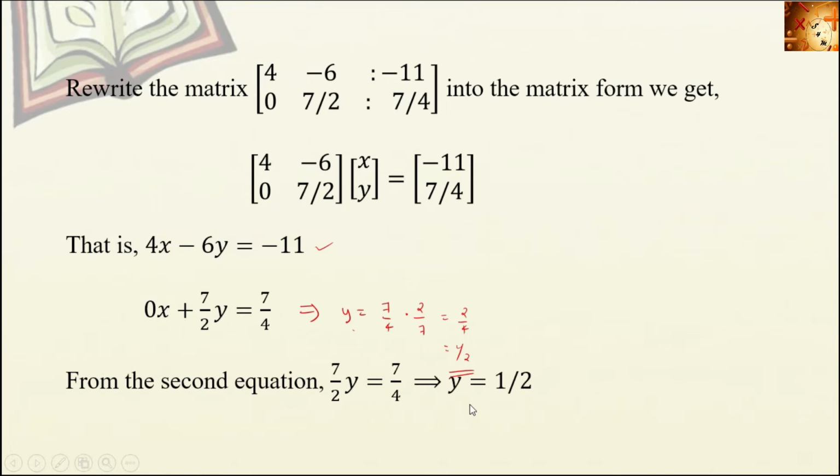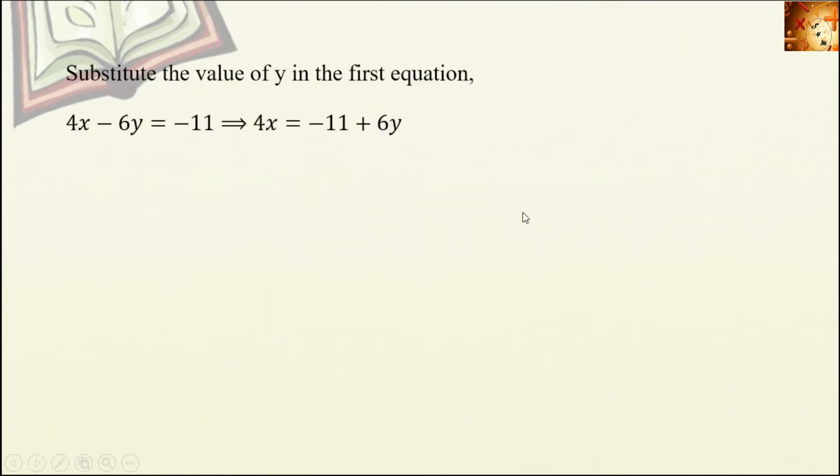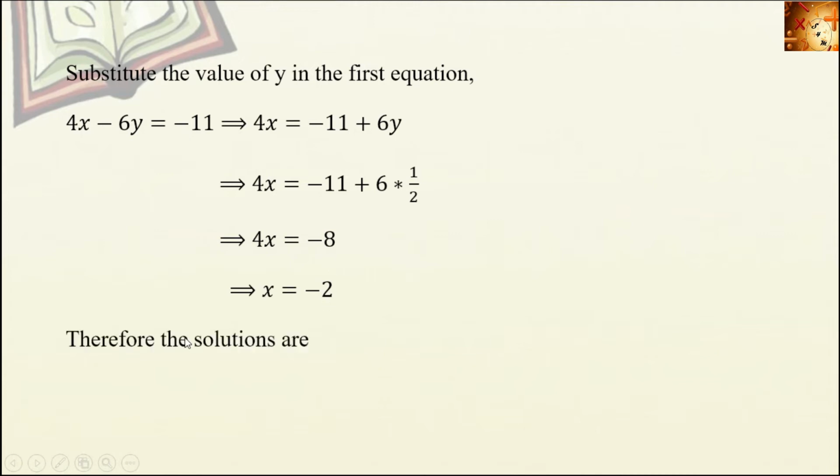From the second equation we have y equal to 1/2. Substitute this y in equation 1. We got 4x equal to minus 11 plus 6y, that is equal to minus 11 plus 6 into 1/2. Therefore 4x equal to minus 8, x equal to minus 2. Therefore the solutions are x equal to minus 2 and y equal to 1/2. So this is the Gauss elimination method to solve the system of equations.